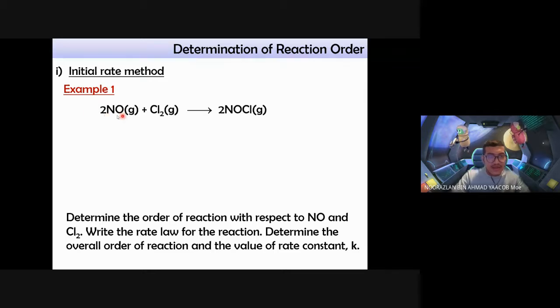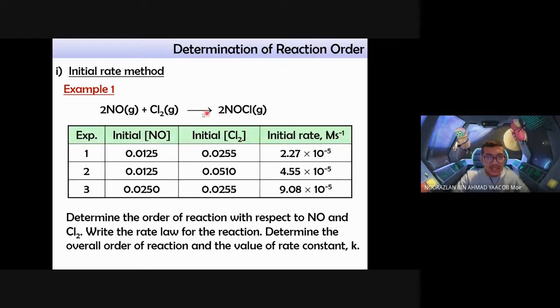So you are given NO plus Cl2 to form 2NOCl. And these are the results of the experiment. So experiment 1, 2, and 3. Determine the order of reaction with respect to NO and Cl2 and write the rate law for the reaction. Determine the overall order of reaction and the value of rate constant.